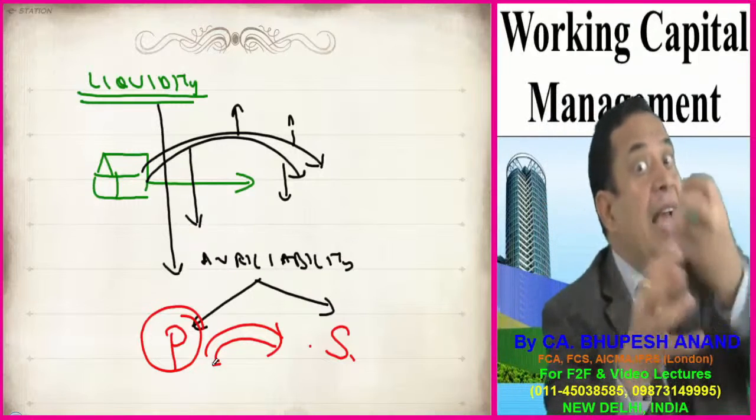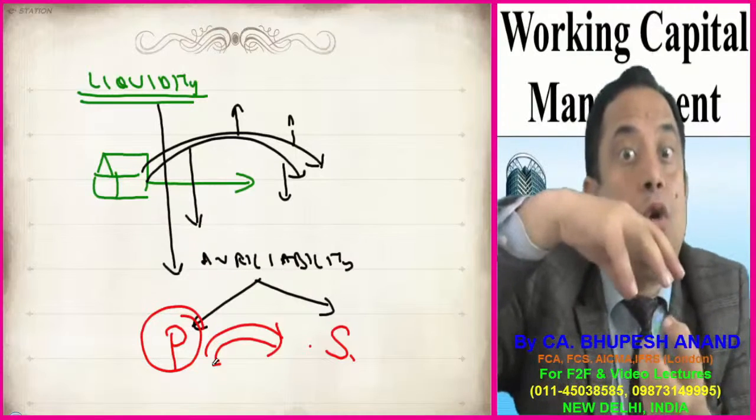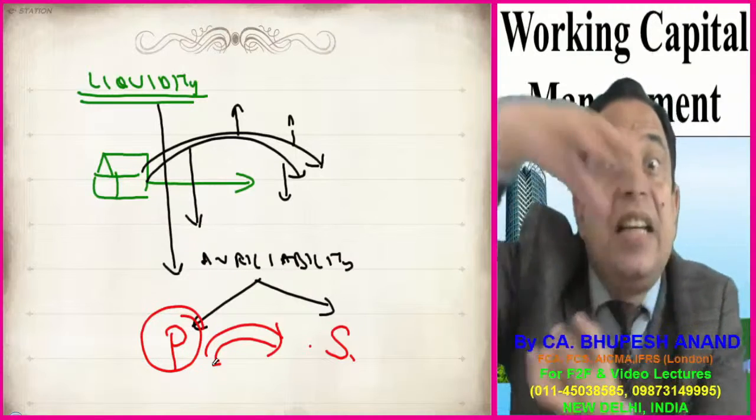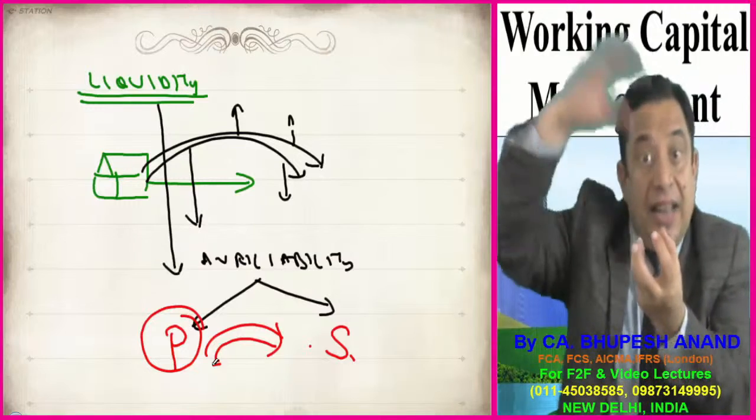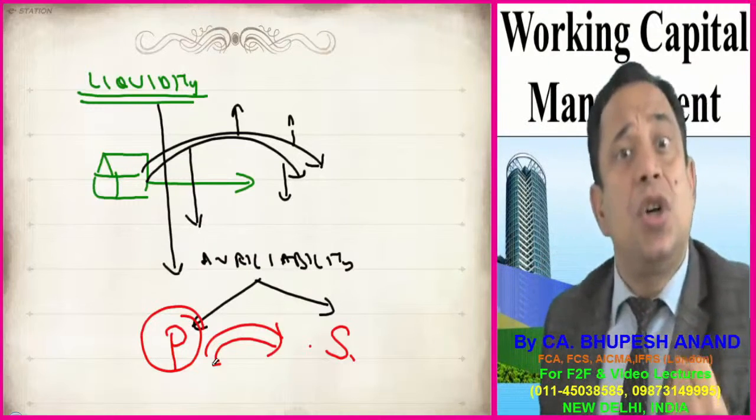So they have gone for a secondary source. That is, they want to restructure their debt, and in actual fact they have restructured their debt. Now, what is the meaning of restructuring of debt?